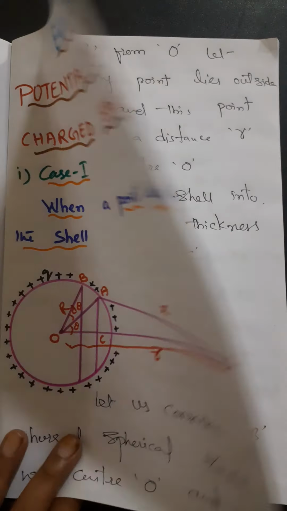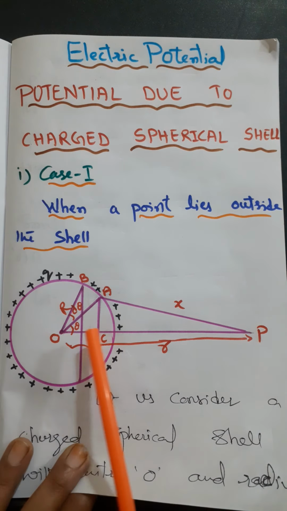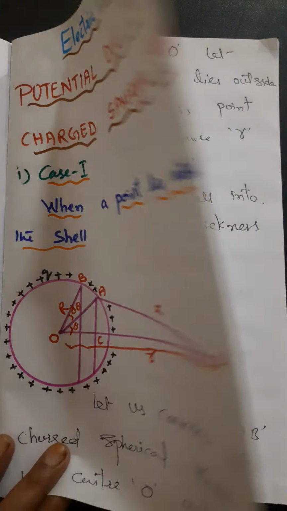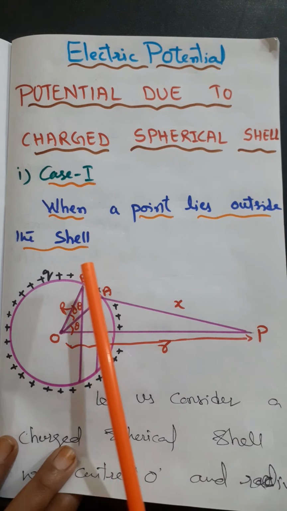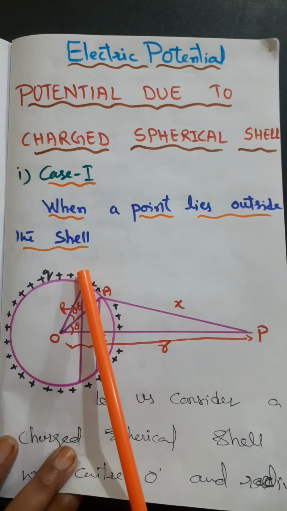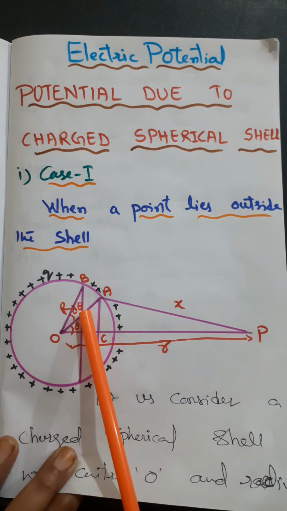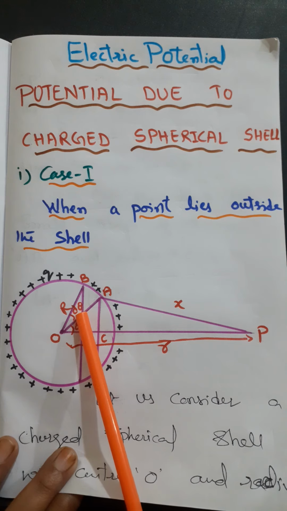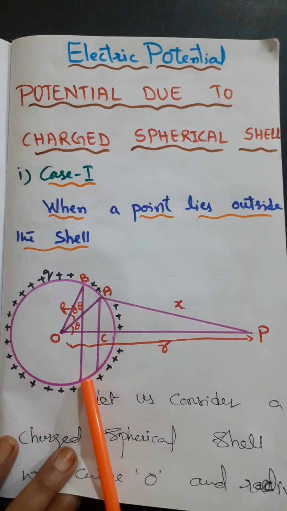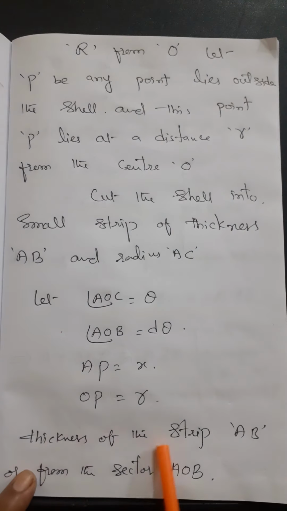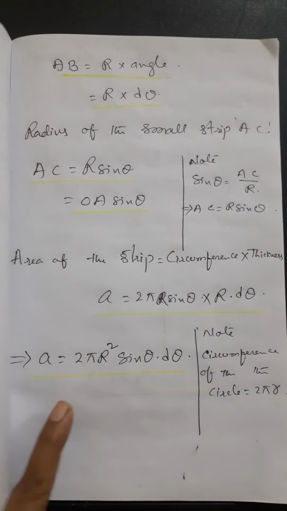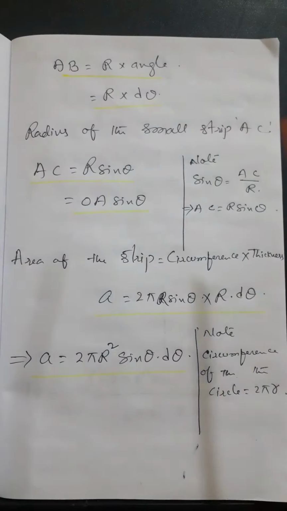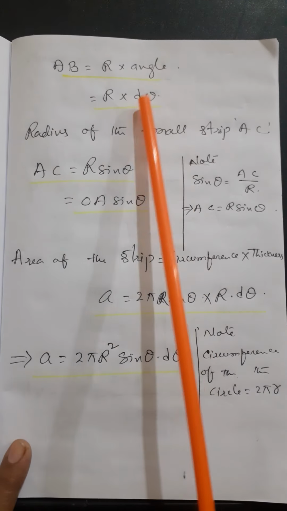Now we have to consider the angles. Angle AOC is theta, and angle AOB is d theta. First we calculate the thickness of this strip AB. From the sector AOB, I can write AB is nothing but R into d theta, R into the angle d theta.